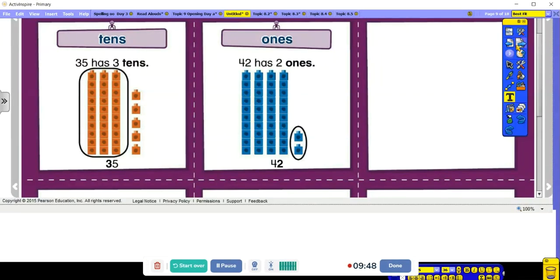So after using our 10 frames, the students were introduced to the terms 10s and 1s using our 10 rods and our 1s cubes. So here, it says 35 has 3 10s. And we see that because there's 1, 2, 3 groups of 10. Here, 42 has 2 1s. That's the ones that are left over. So next we're going to use the terms 10s and 1s to help us solve some additional problems.